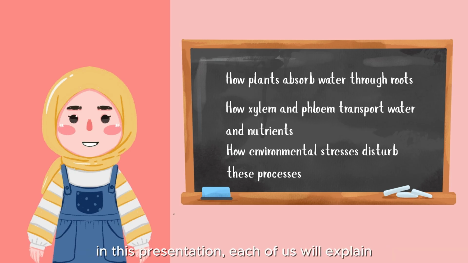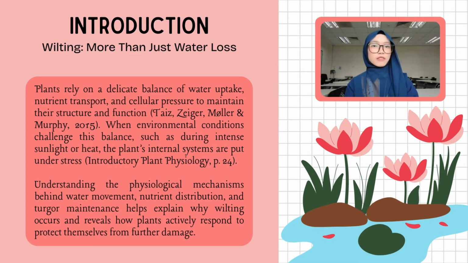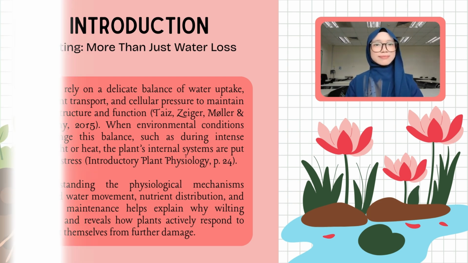In this presentation, each of us will explain a different part of this physiological chain. Plants need a careful balance of water, nutrients, and cell pressure to stay healthy and upright. When conditions like strong sunlight or heat disturb this balance, the plant's internal system becomes stressed. Learning how water moves, nutrients are transported, and turgor pressure is maintained helps us to understand why plants wilt and how they try to protect themselves.